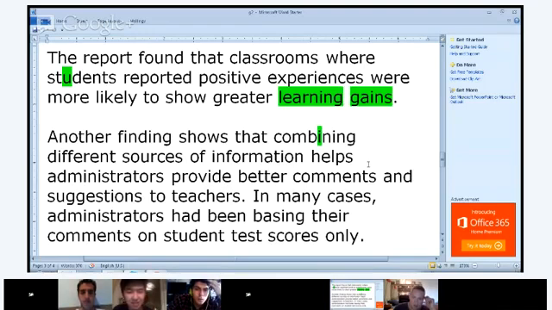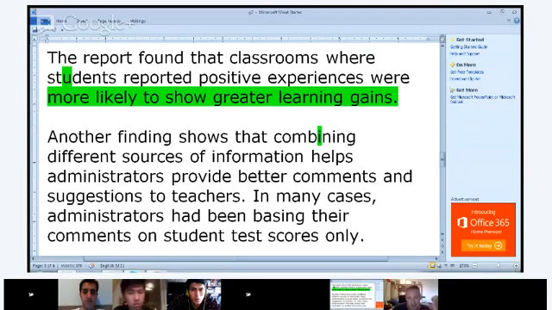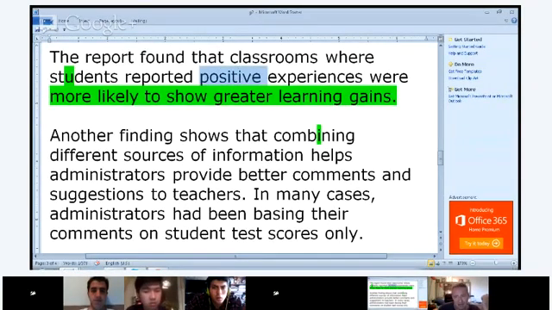So what was the connection? Which students showed greater learning? Which students were more likely to learn? The students that have positive experiences. Okay, great. So in positive classrooms, the students were more likely to learn.